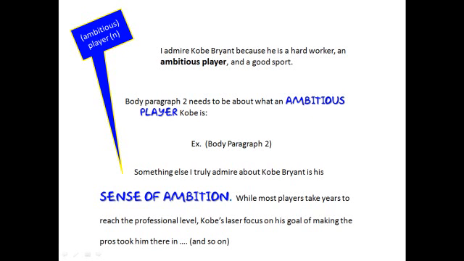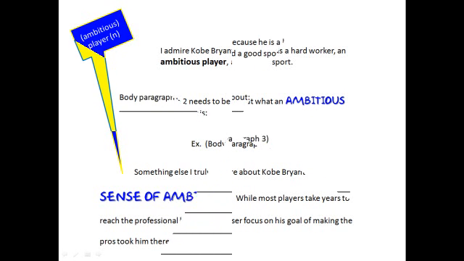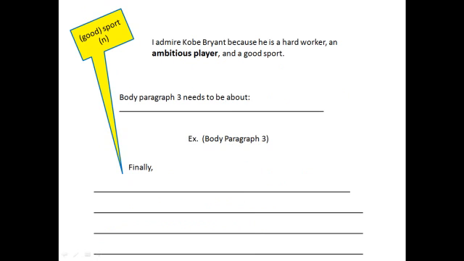Again, we've reworded ambitious player so that it makes better sense in this sentence and it gives us the variety that we need. Now for body paragraph 3, and this essay would of course have 3 body paragraphs. Those are the 3 reasons mentioned for admiring Kobe Bryant in the thesis statement. So the third needs to be about how Kobe is a good sport.